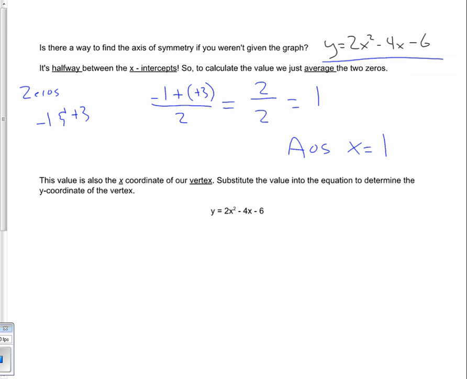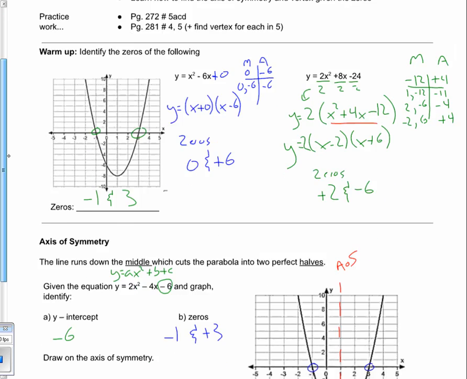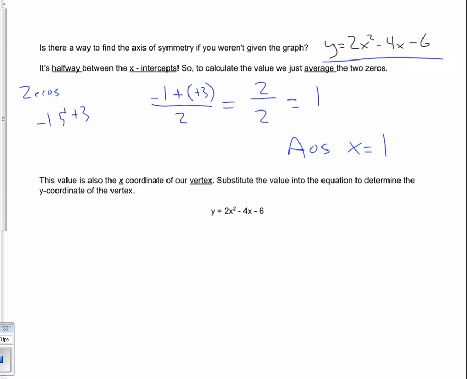Okay? And so if we look back at our previous example, if we scroll down here, we see that the axis of symmetry, this vertical red line in the graph, does in fact pass through positive 1. Okay? So that's a very helpful thing to be aware of. This value is also the x-coordinate of the vertex, so you can substitute that value into an equation to figure out the y-coordinate if you don't already have it.